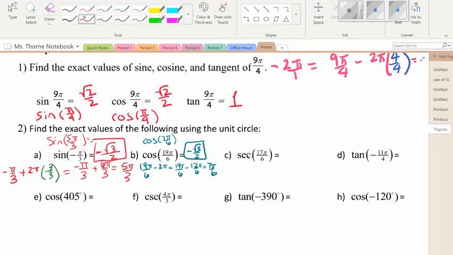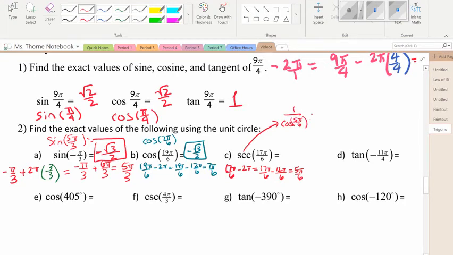Looking at the next one, we have the secant of 17 pi over 6. So 17 pi over 6, I'm going to subtract 2 pi, so that means I'm subtracting, again, 17 pi over 6 minus 12 pi over 6, because if I multiply by 6 over 6 on that fraction, I get a common denominator. So that gives me 5 pi over 6. So I know that the secant is the reciprocal of cosine. So I actually have to write this as 1 over the cosine of 5 pi over 6.